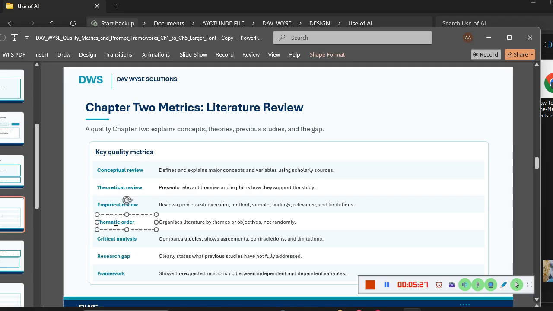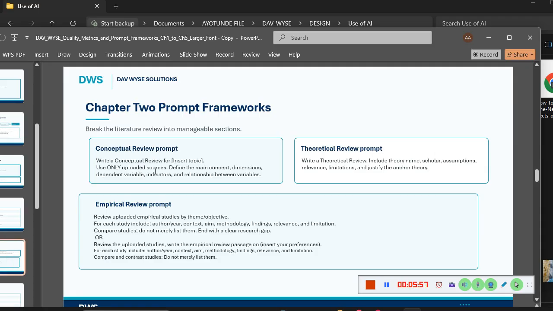So thematic order is you organizing your literature review by themes. What do we mean by themes? Those are the concepts, before the theoretical review, or whichever way the school has provided it to be done. Then you have the critical analysis, you have your research gap, which clearly states what previous studies have not fully addressed. That is where you then draft your objectives from. So then you have your conceptual review. These are the prompts to get your conceptual review.